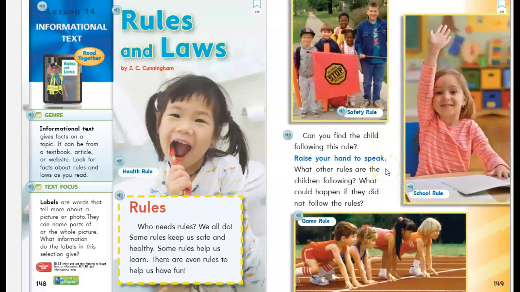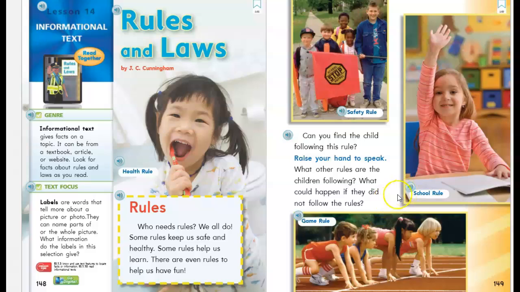What other rules are the children following? We see the children up here are following a safety rule, and the children down here are following a game rule. What could happen if they did not follow the rule? Let's think, what could happen if you did not follow a safety rule? Well, safety rules are meant to keep you safe. So if you do not follow them, you may get hurt.